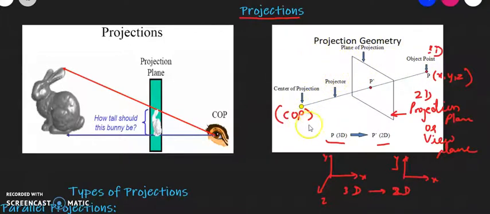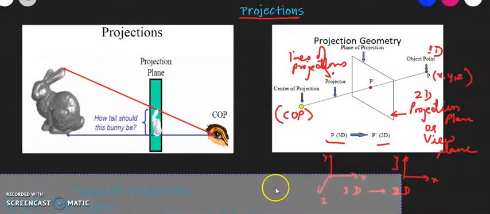So these are the essential requirements whenever I want to go in for projection. I need the point that is in 3D. I need the projection plane that is 2D, where my object is getting projected. I need the center of projection from where I am looking towards the object, and I need the lines of projection that are called projectors. So projector is basically the lines of projection. These are the essential requirements whenever I want to do any type of projection.